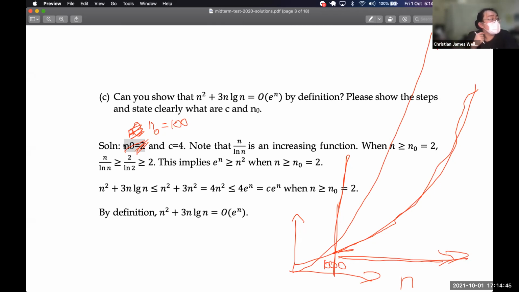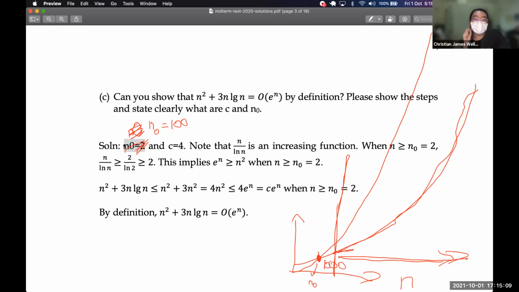So okay, I'm getting a question. N naught need not be the smallest value where the other function starts overtaking the other. Yeah, it doesn't have to be. I think you're asking, should it be exactly this point over here? Should this be N naught? It doesn't have to be, as long as from some point onwards, that function has already overtaken.